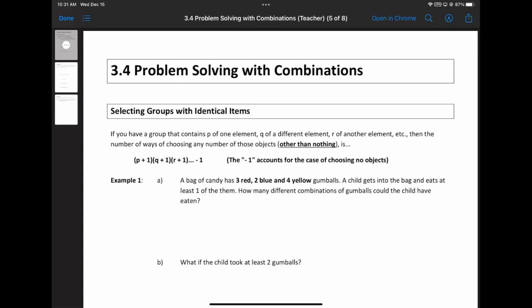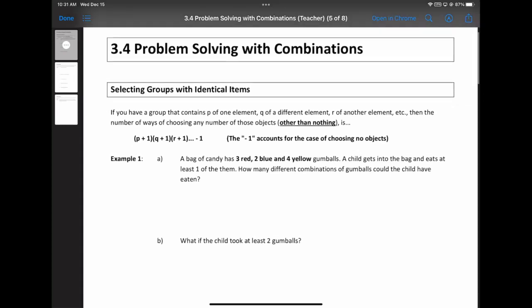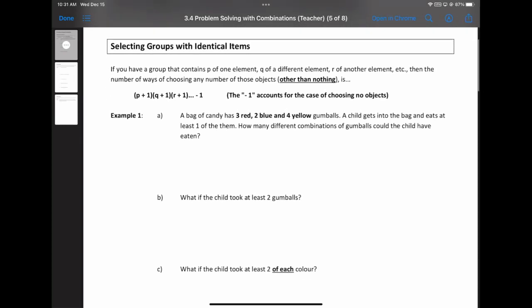So for our first example, we're going to look at a bag of candy containing some different colored gumballs in it. And we're going to look at choosing, and this is the key word here, some of the gumballs. Now, we don't necessarily know whether we're going to choose 2 or 3 or 5 or all of them, but we're going to choose some gumballs. Depending on the situation, we may or may not consider 0 gumballs to be some of them. I will not usually consider the word some to mean nothing. Some means at least one.